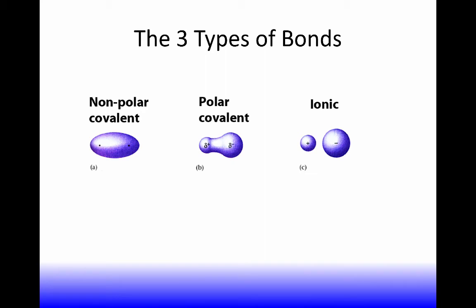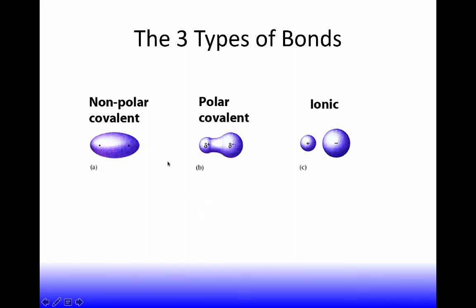Now, here's just a sketch of the electron distribution. So you can see for nonpolar covalent, the 2 dots are the nuclei. The electrons are fairly evenly distributed. That could be 2 hydrogens, it could be 2 carbons, it could be 2 oxygens, it could be a carbon and a hydrogen, or anything else that has an electronegativity difference of 0.4 or less.